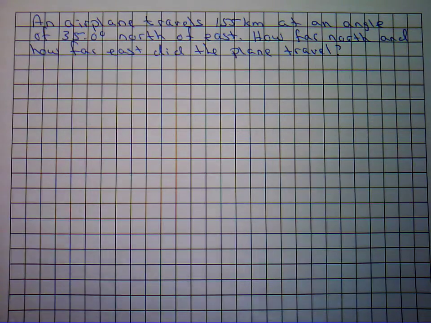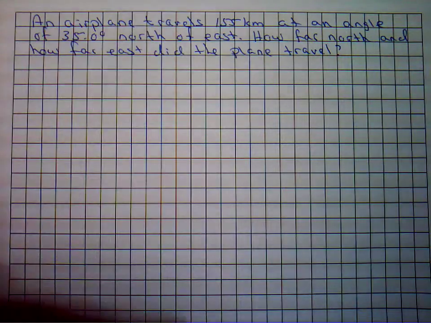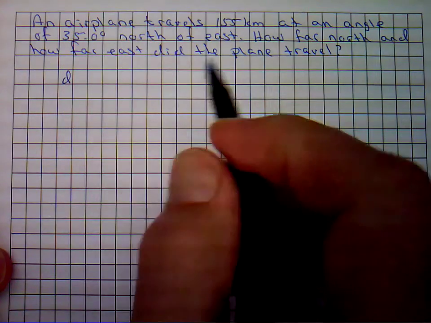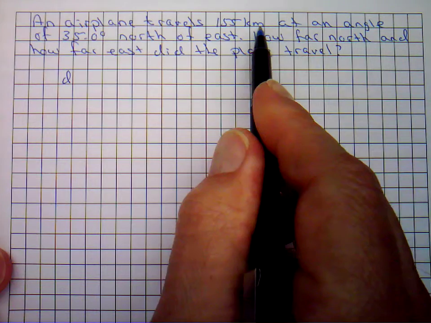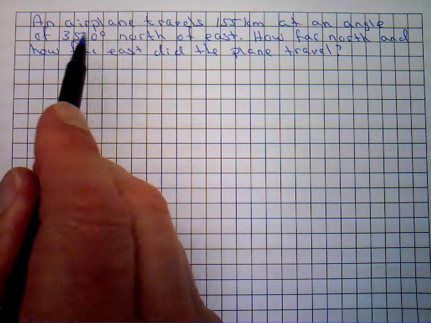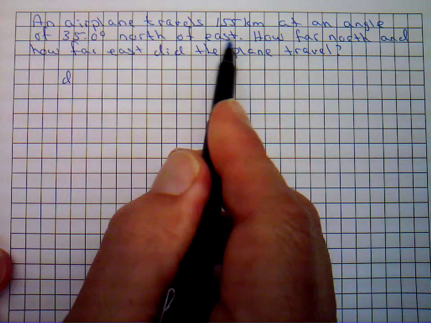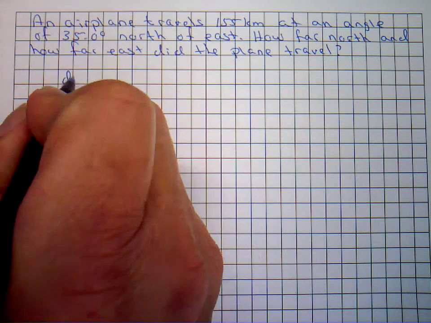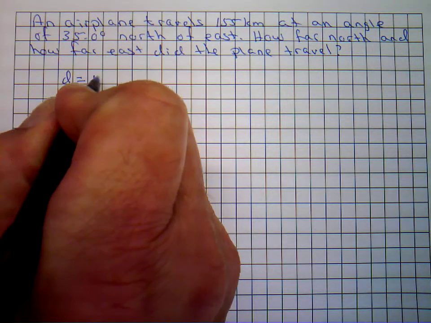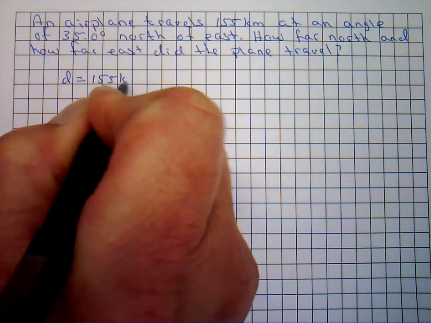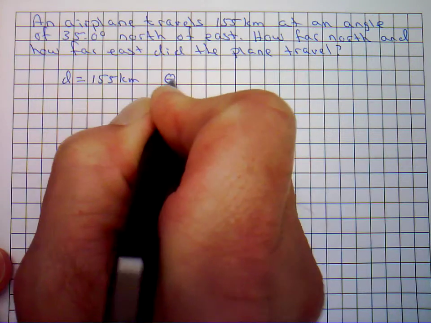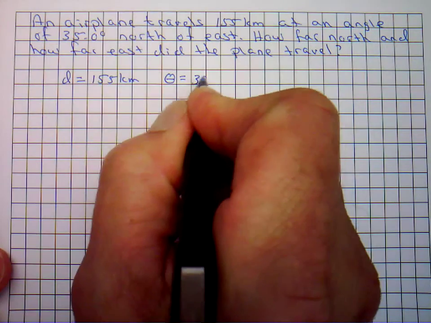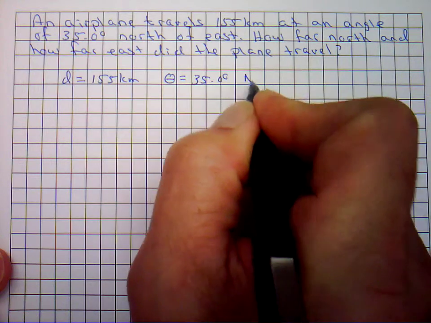In order to do this, we have to first identify the vector that we have. And the vector is a displacement vector. The reason we know it's a displacement vector is because it gives a distance, 150 kilometers, and it gives a direction, 35 degrees north of east. When you have a distance with a direction, that's called displacement. So the displacement vector is 155 kilometers, and the direction, which we label theta, is 35.0 degrees north of east.